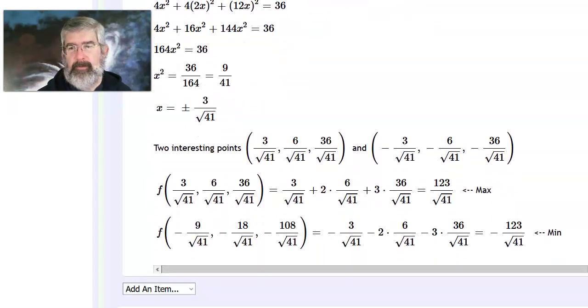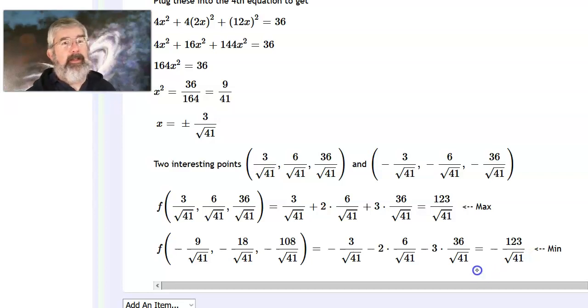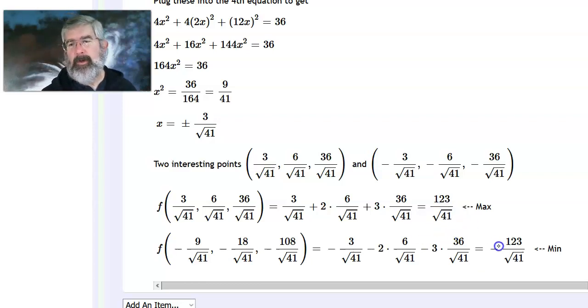And so then looking at the function values, I see that f of this first one is equal to 123 over the square root of 41, and if I plug in the negative, I get negative 123 over the square root of 41. Of course, this is the biggest one, and this is the smallest one. I know there has to be a max and there has to be a min because that ellipsoid is closed and bounded. It has to have a max and it has to have a min somewhere on it. So this was the biggest point, that was the smallest point.